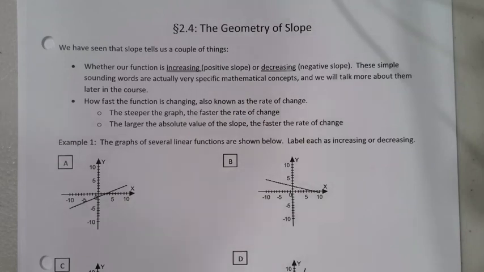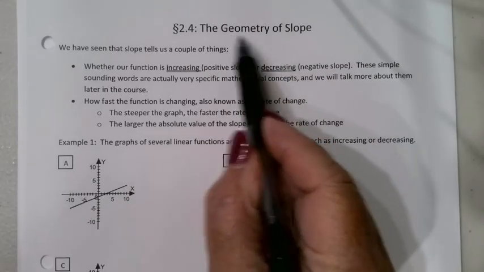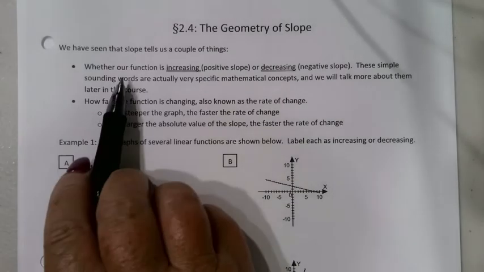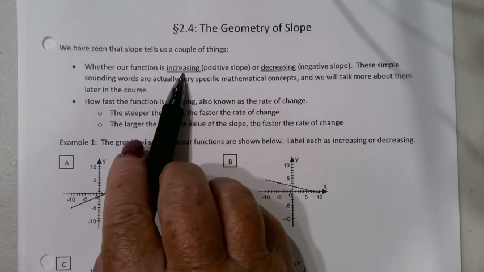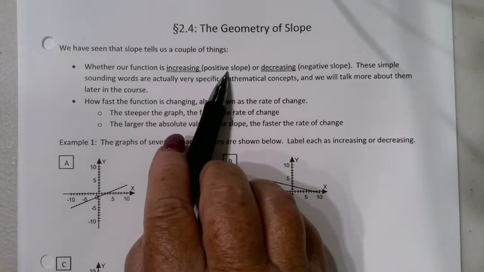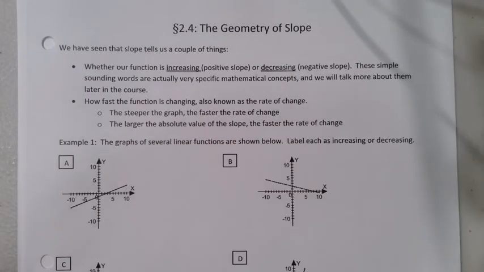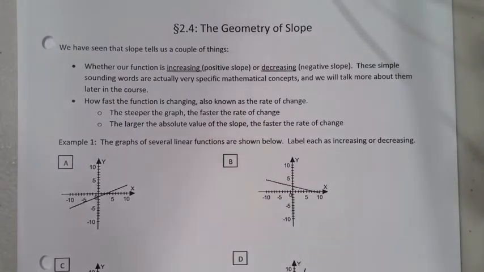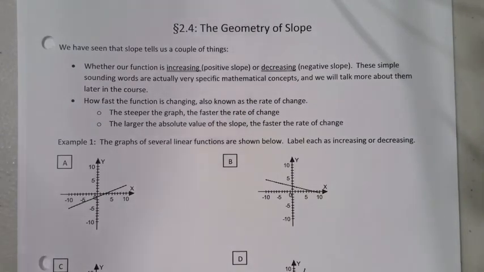In the last couple of sections, when we've been talking about linear functions, we've concentrated mostly on the idea of the slope as a rate of change. In this section, we're going to concentrate a bit more on the geometry of slope here in section 2.4. We've already seen that whether our function is increasing, that is, having a positive slope, or decreasing, having a negative slope, these particular words actually specify very specific math concepts. We'll talk about that whole idea of increasing and decreasing throughout the course, but I'm going to start using those words a little bit in this section as we label some of our graphs.